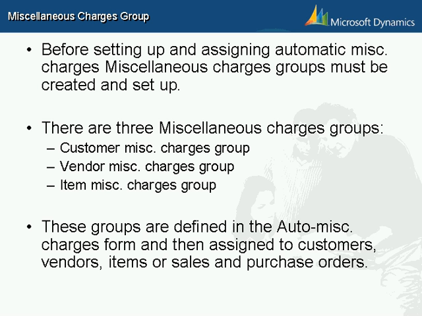Here is the miscellaneous charges group. Microsoft Dynamics AX can be set up to have miscellaneous charges added automatically when an item is purchased or sold. Before setting up and assigning automatic miscellaneous charges, groups must be created and set up. So there are three miscellaneous charges groups: customer miscellaneous charges group, vendor miscellaneous charges group, and item miscellaneous charges group.